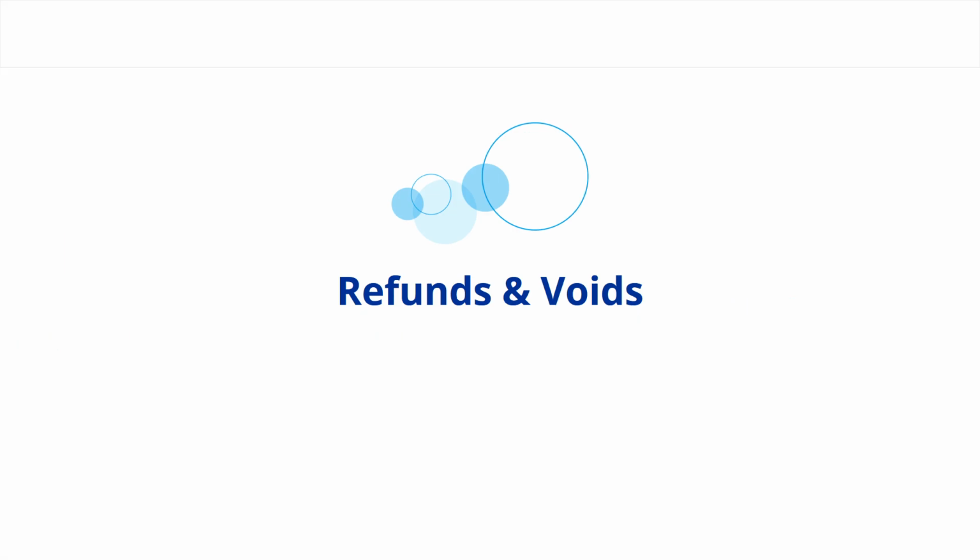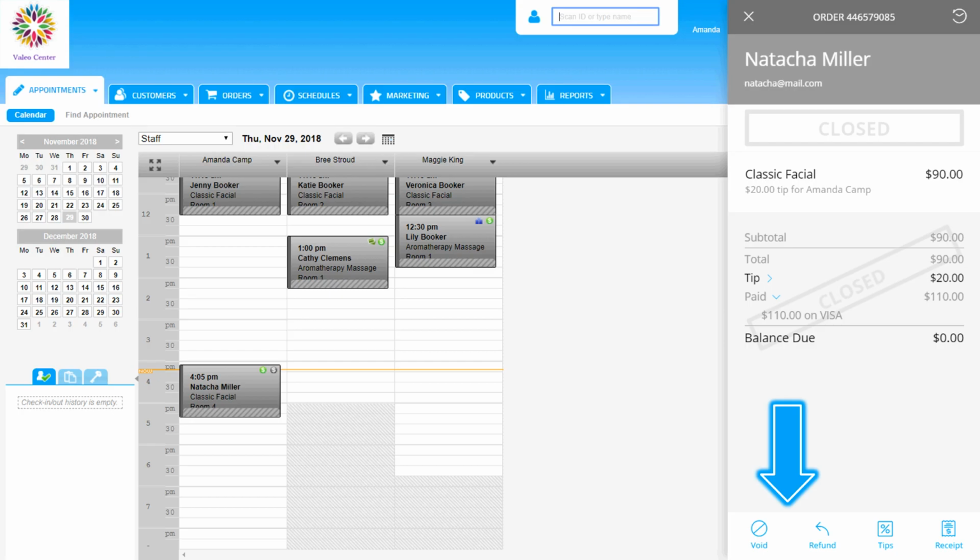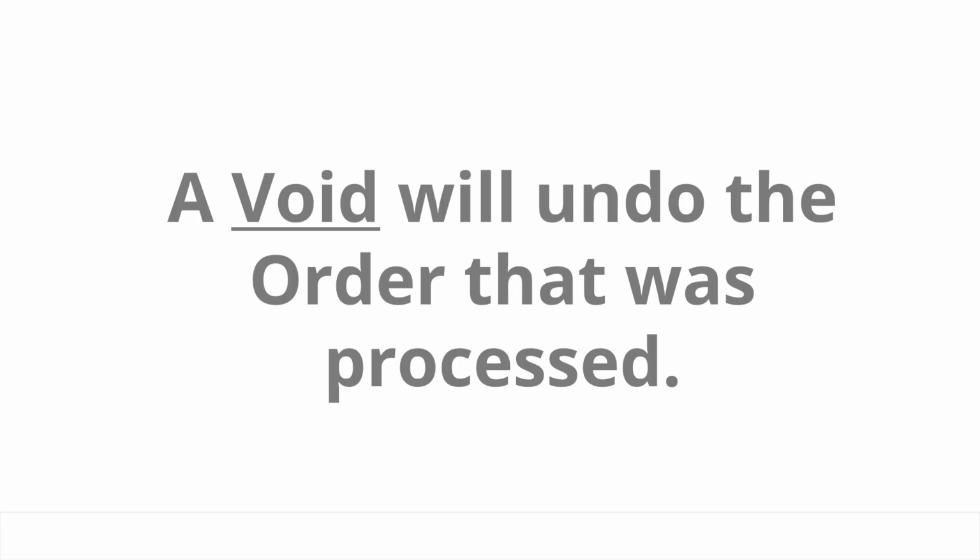Next, we'll move over into refunds and voids. Once an order is closed, we see the options to void and refund at the bottom. A void will undo the order that was processed.